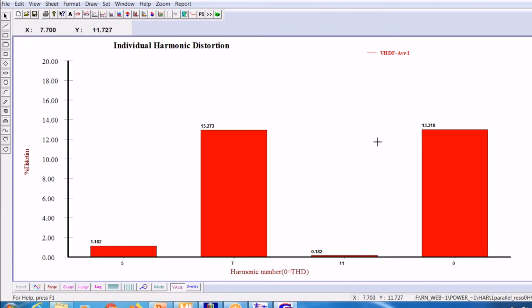Therefore, what you see here is that compared to the fifth harmonic, the seventh harmonic current is very less. It is 3% versus 1%. But even then, the voltage distortion is very high. Whenever you see that at some higher order harmonic the voltage distortion has suddenly increased, it means that there is a parallel resonance in the system.